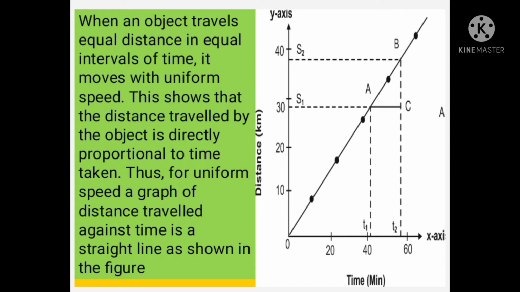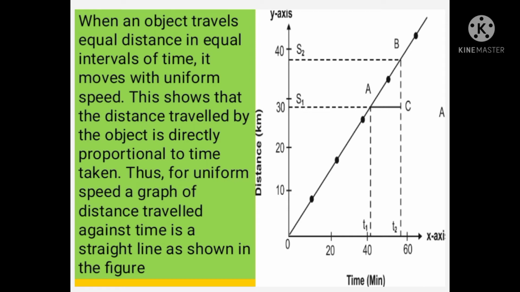Consider a small part AB of the distance time graph as shown in the figure. Draw a line parallel to the x-axis from point A and another line parallel to the y-axis from point B. These two lines meet each other at point C to form a triangle ABC. Now, on the graph, AC denotes the time interval T2 minus T1, while BC corresponds to the distance S2 minus S1.